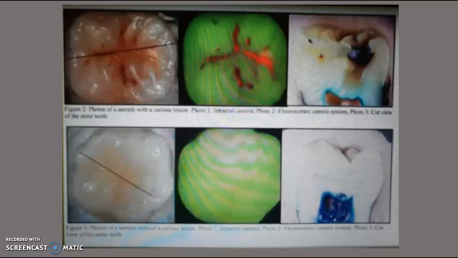The Spectra device confirms in the second picture that occult caries is present. See the red in the pit and fissure areas? The third picture is a cross-section of the same tooth which confirms the presence of a carious lesion. The lower three pictures are of a sound tooth. No discoloration in the first picture, no red light by LED in the second picture, and no occult caries in the cross-section in the third picture.